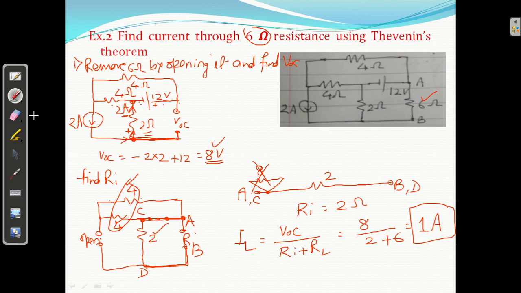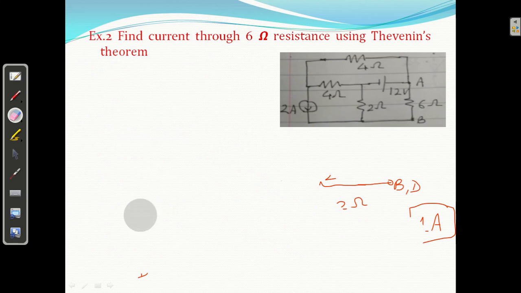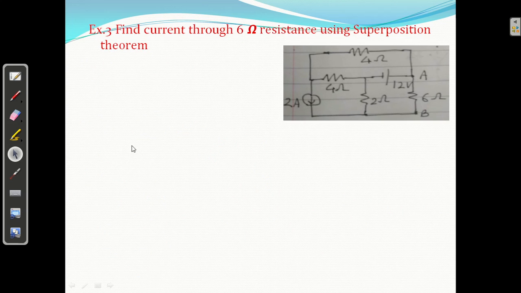Okay, so I'm going to take one more problem. Okay, example number 3. The current through 6 ohm resistance using superposition theorem. Same problem I have given, current through 6 ohm. So from the Thevenin's theorem I got 1 ampere. Now we will see from here what is the current.